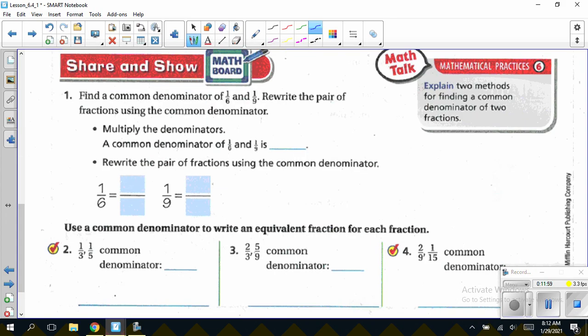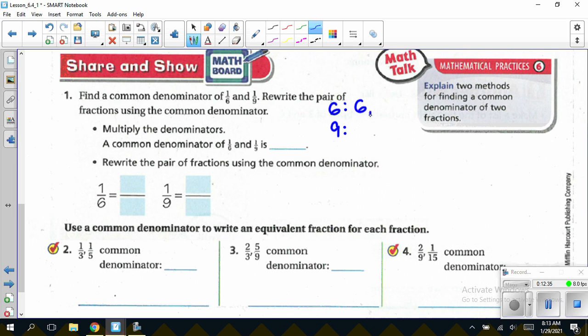Under the share and show for number 1, they want us to find a common denominator of 1/6 and 1/9. Rewrite the pair of fractions using that common denominator. So if you need to, make sure you're listing the multiples on your paper. If you don't have to, if you can list these in your head and remember, that is okay too. I don't need to see the list every single time. So I am going to show the list for the 6 and 9, because I want to make sure that I'm using the least common denominator. I like to use that denominator instead of just any random denominator.